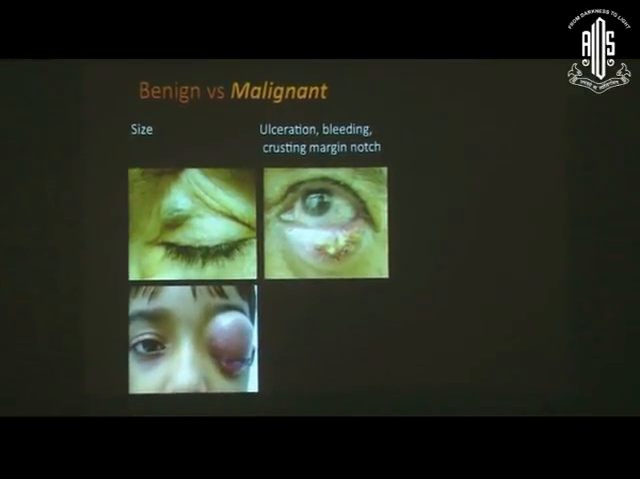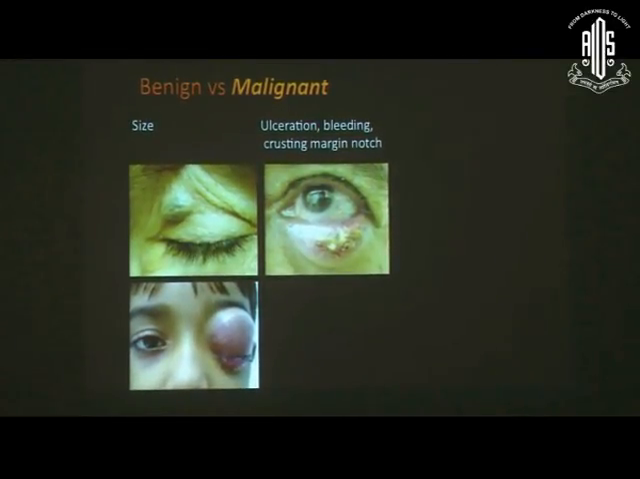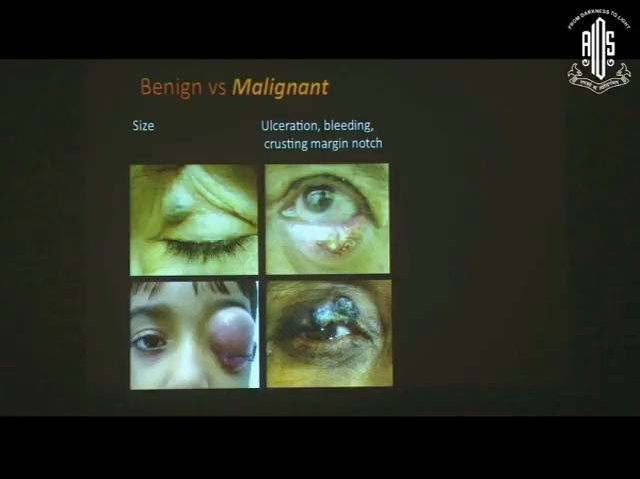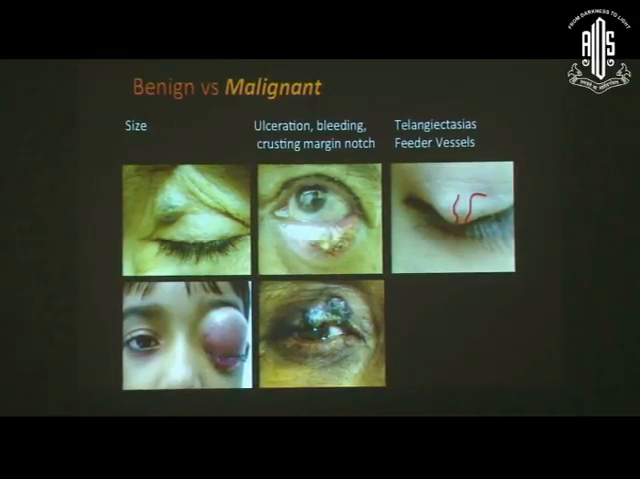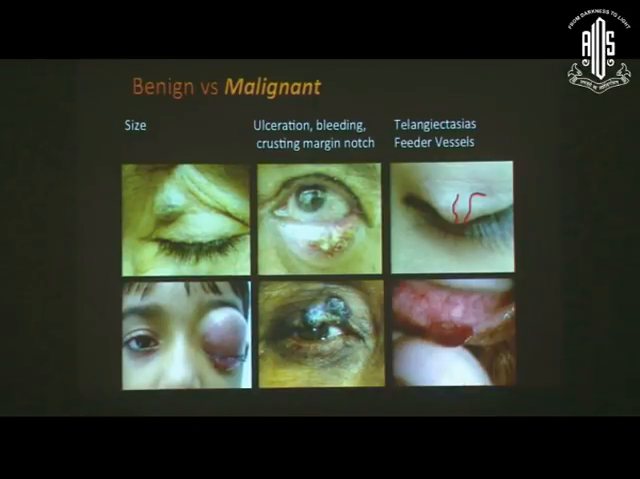Most often this indicates that the lesion is trying to either break out or causing destruction or necrosis, as is seen here, and it can even cause lid notching. We have something called telangiectasias or feeder vessels, as is seen in the small but very significant dilated vessels seen on the upper eyelid, which had grown significantly over the last couple of weeks.